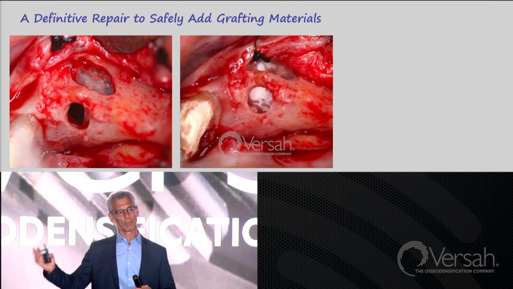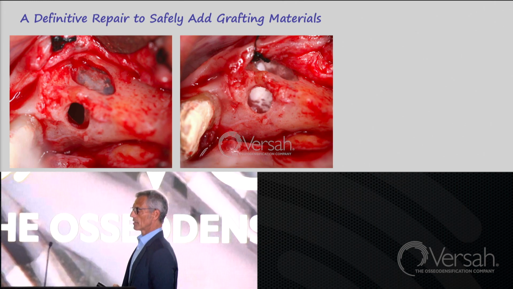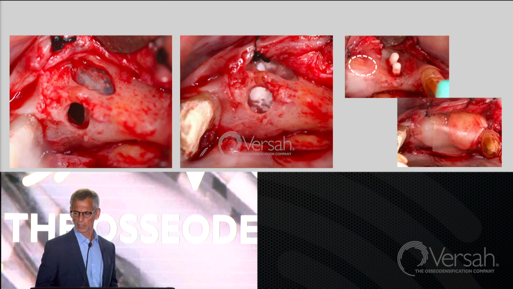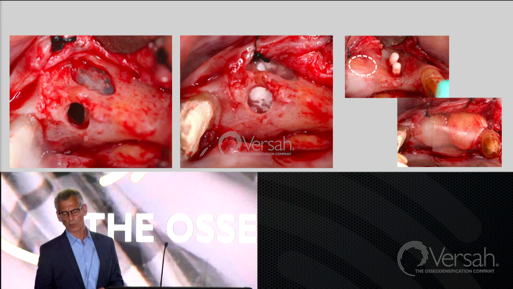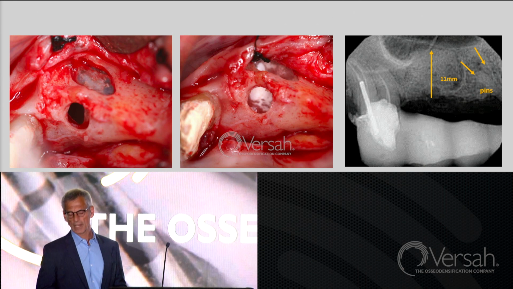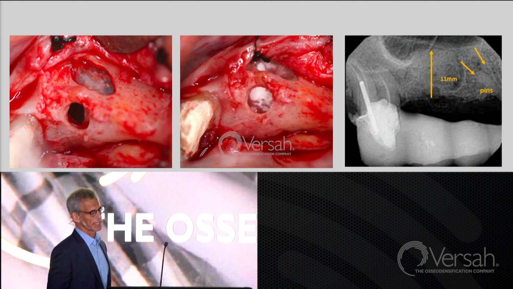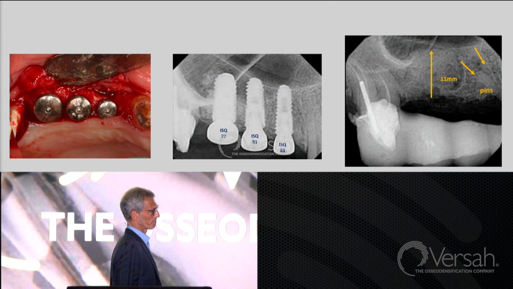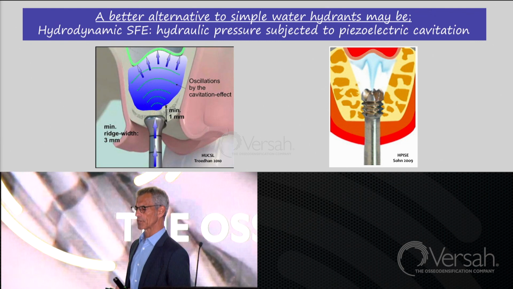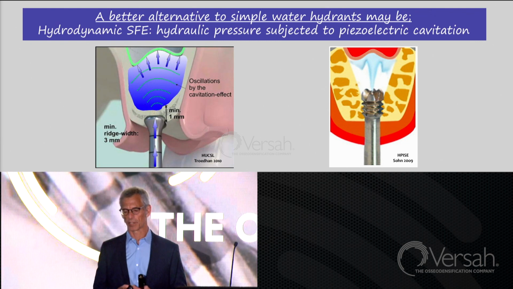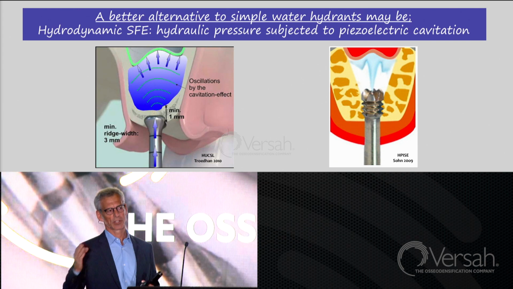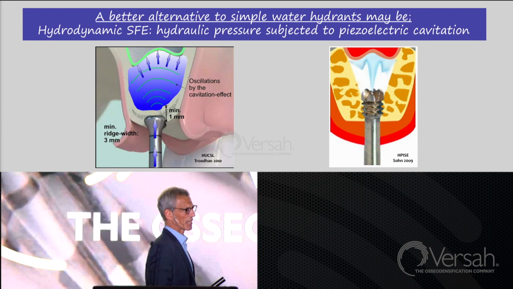Lateral window, membrane repair, sinus graft, and those are cortical bone pins I've used to do lateral ridge augmentation. All the graft material is covered with PRF and collagen membranes. Immediate post-op, there's my elevation, my cortical pins, and subsequent implant placement. So I no longer do hydraulic sinus floor elevation, but I thought a better alternative would be hydrodynamic sinus floor elevation, where it's hydraulic pressure subjected to piezoelectric cavitation.